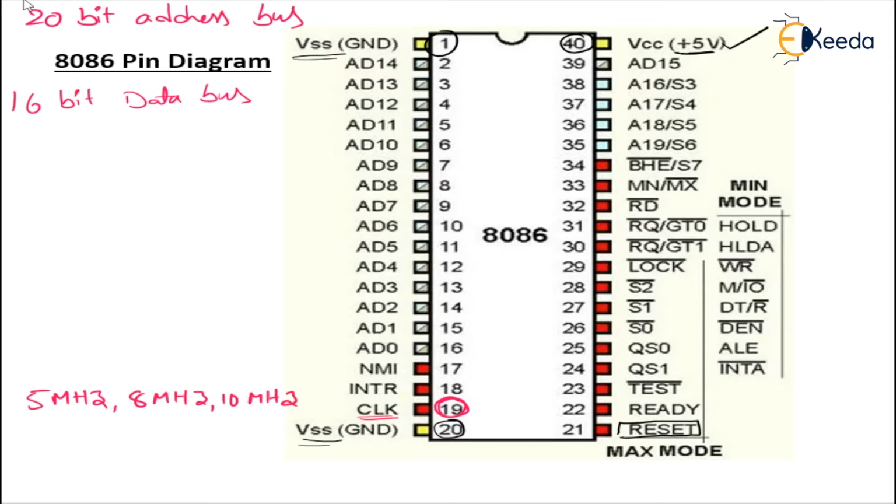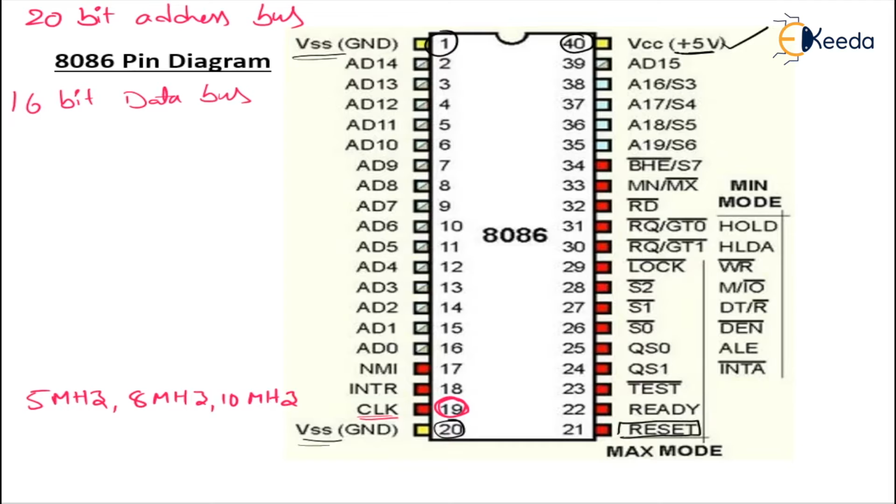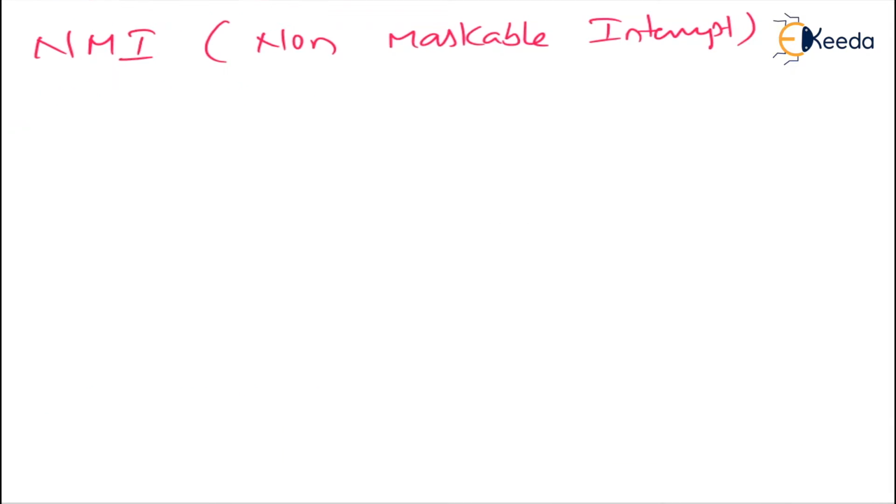Now coming to the next pin, that is NMI, which means non-maskable interrupt. The pin number is 17. When this interrupt comes, the processor must execute this interrupt first. We cannot ignore this interrupt.